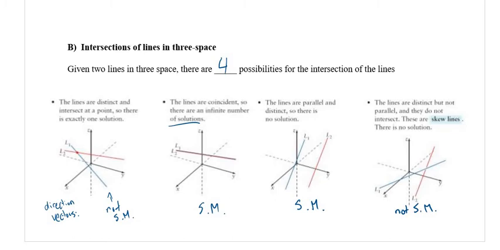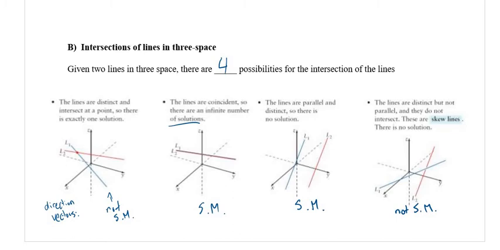The first option is that we have an intersection at a point. They're not parallel, but they still intersect at a point. Option 2 is that they're coincident lines. Option 3 is that they're parallel and distinct, so no solutions. And the fourth one is a little bit different.